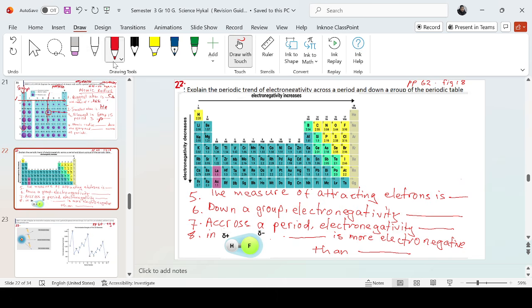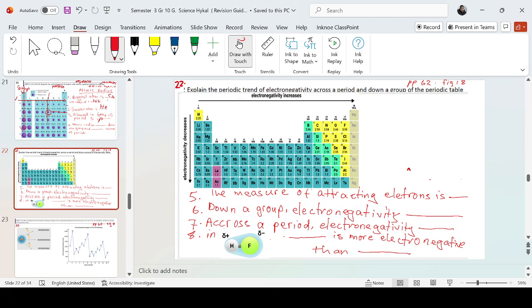Let's go to number 22. We are almost finishing. The periodic trend, electronegativity, across the period and down the group. Again, you should be able to take the numbers from the chart. This is showing the electronegativities. Look, the electronegativity here on the left for this period is 2.2, and here 3. So it increases across the period. Down the group, it decreases.